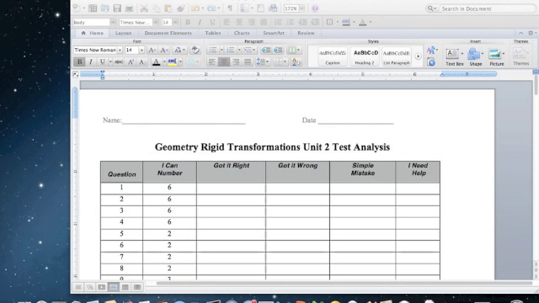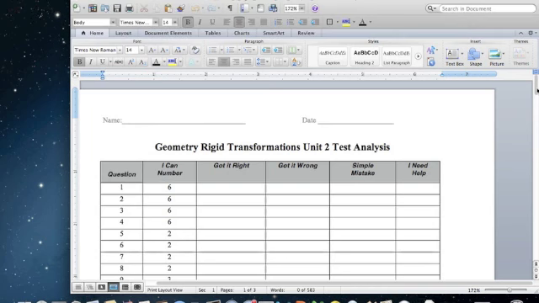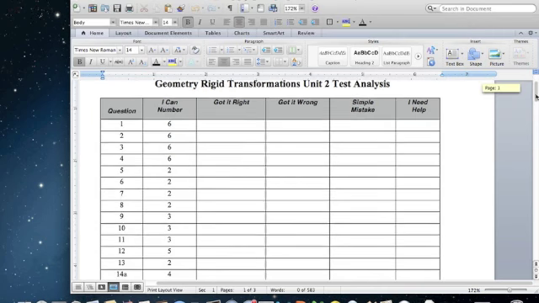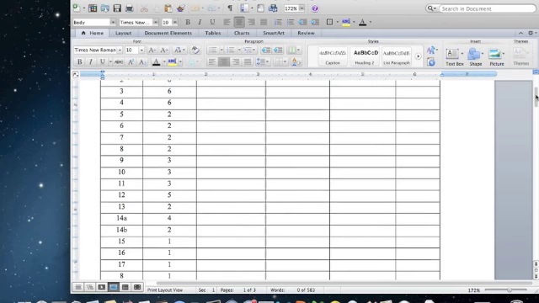Here's another example of a test analysis sheet from one of my geometry courses. Again, it is the same setup: you can see the I Can number, the standard. There are places for students to mark got it right, got it wrong. If you miss it, then there is a review of simple mistake or do you need help. This will come back into play with the test retakes, as a deeper analysis of why mistakes were made, either simple or needing to figure out what was going on.